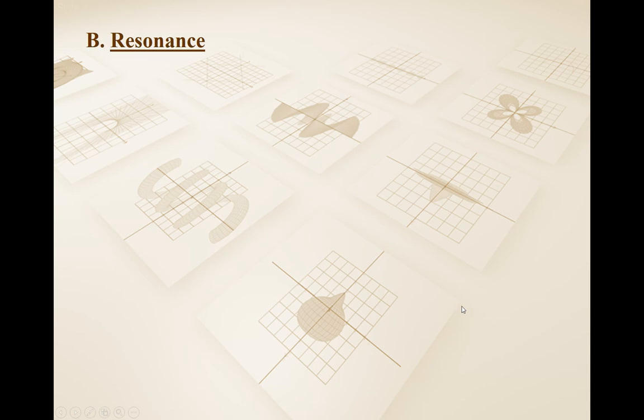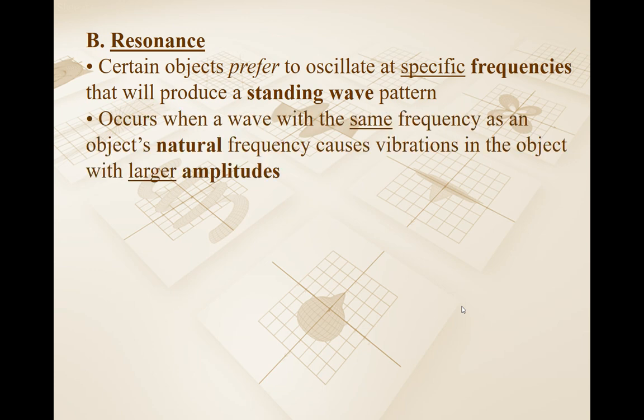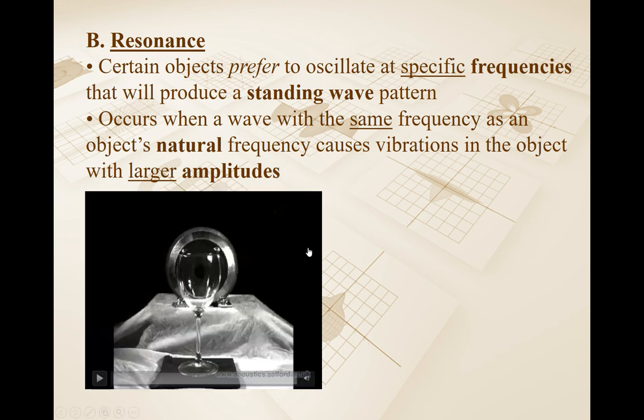Okay, now we're ready to talk about this phenomenon that's referred to as mechanical resonance. Certain objects prefer to oscillate at a specific frequency that will produce a standing wave pattern. If you can find an external wave that has the same frequency as an object's natural frequency, you can cause vibrations in the object with larger amplitudes. Okay, let's make sense of all this text here.